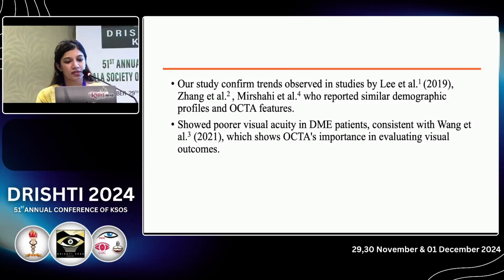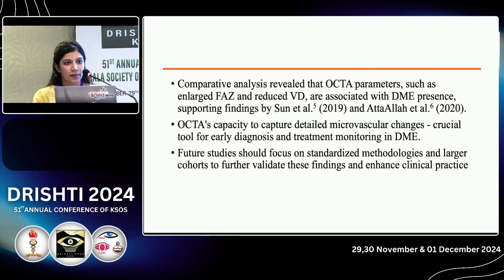Our study confirms trends observed in studies by Lee et al., Zhang et al., and Mirshahi, who reported similar demographic profiles and OCTA features. The study showed poorer visual acuity in DME patients, consistent with Wang et al., which showed OCTA's importance in evaluating visual outcomes. Comparative analysis revealed that OCTA parameters such as enlarged foveal avascular zone and reduced vessel density are associated with DME presence, supporting findings by Sun et al.